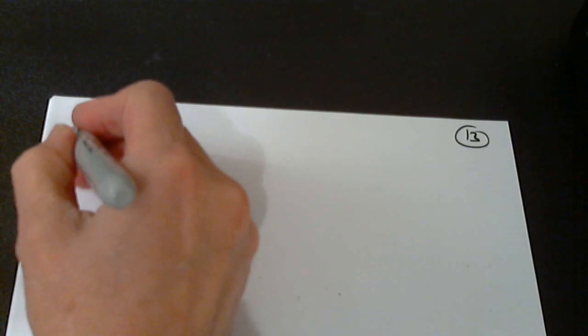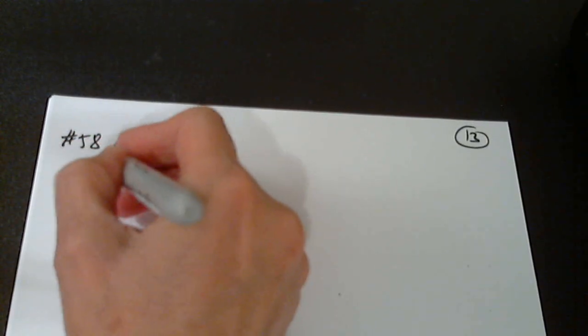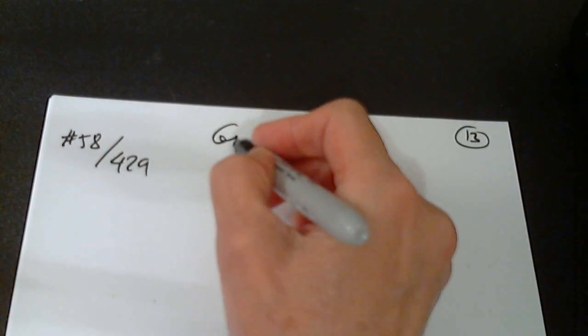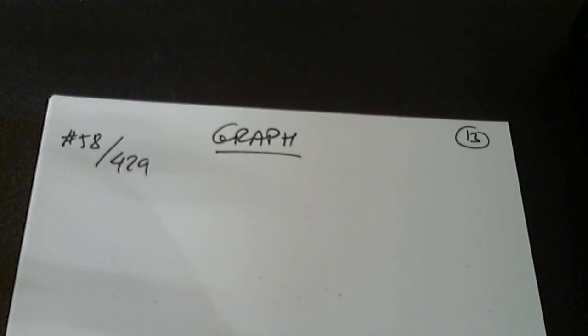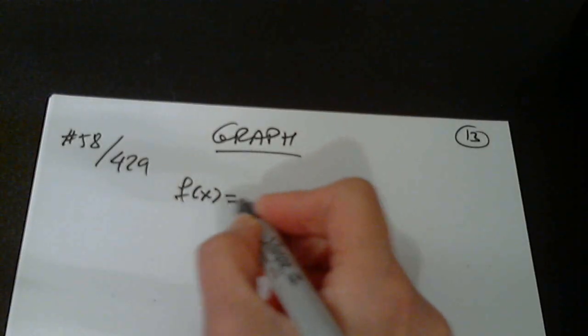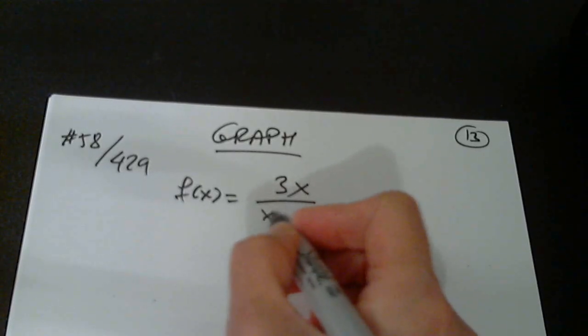A rational function. So we start with 58, and this is on page 429. Of course, we're asked to graph. We're asked to understand the function, and that's what we are doing. We understand the function, and then we graph it. So f of x equals 3x over x minus 1.